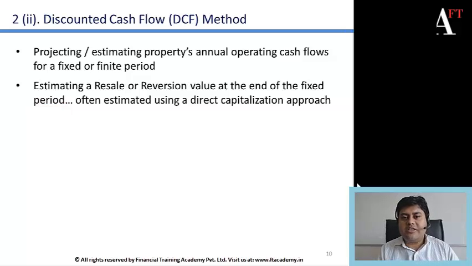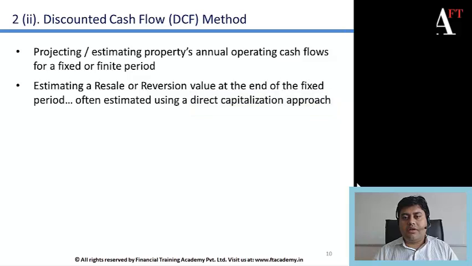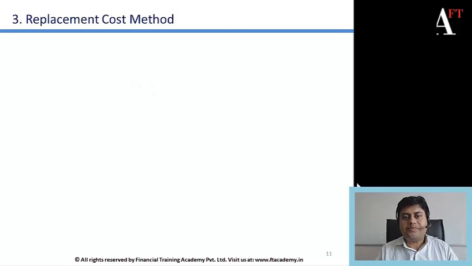And this is often estimated using a direct capitalization approach, meaning say we are intending to hold this property for 5 years or 7 years. So we'll use a direct capitalization approach to value the property at the end of 5th or 7th year, and that will be our resale or reversion value, and that is discounted to the present day for the DCF method.